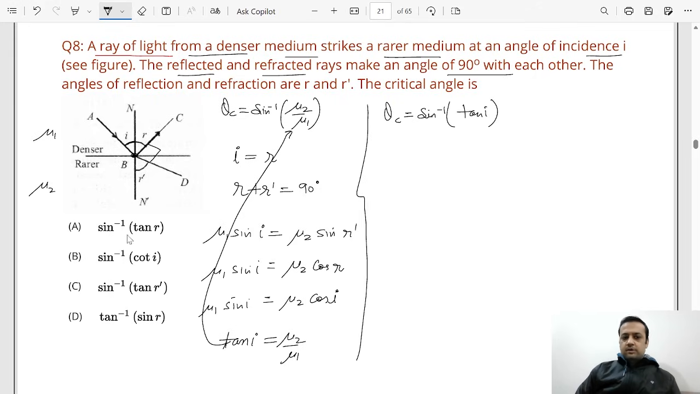But if you check out the options, none of the options are matching. Sine inverse tan r, sine inverse cot i. But if you remember what I said, i is also equal to r. So this is correct, but you can also write this value as sine inverse of tan r, because i is equal to r. Now if you can see, option A is correct. I hope you would have got it. Moving on.